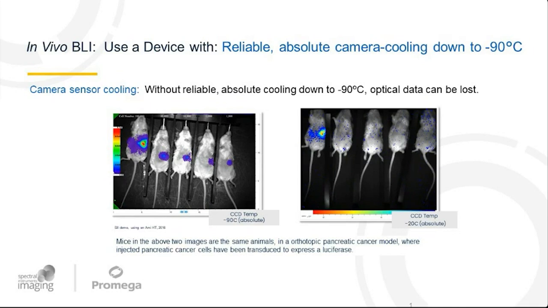What you can also see, however, is that if you take these same 5 mice and put them into a system that operates at an absolute minus 20 degrees Celsius, that the sensitivity for anything less than 100,000 cells is gone. It's basically being hidden by an elevated threshold of noise. And that noise will block the lower level signals emitted by the fewer cells in those mice. So cooling your sensor down to minus 90 absolute is really critical.